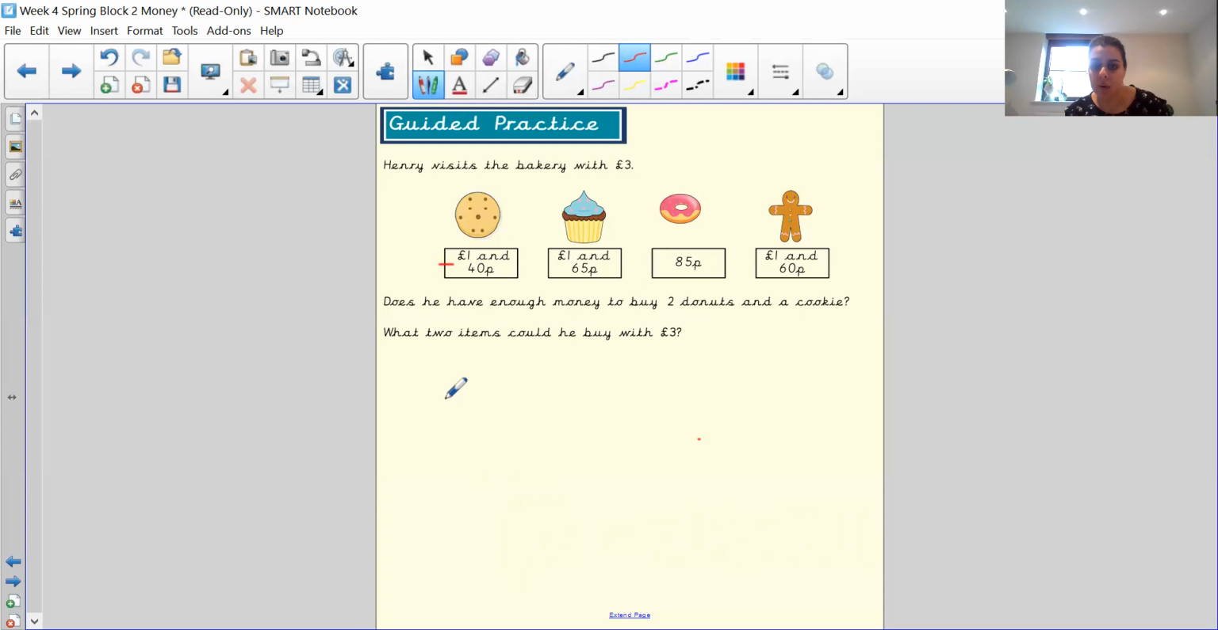Okay, that might take you a while because you might have to try different options to work it out, and that's absolutely fine. Now I'm going to show you which ones I'm going to add together. So I'm going to do my cookie, which is £1 and 40 pence, and I'm going to add that to my gingerbread man. My gingerbread man is £1 and 60 pence.